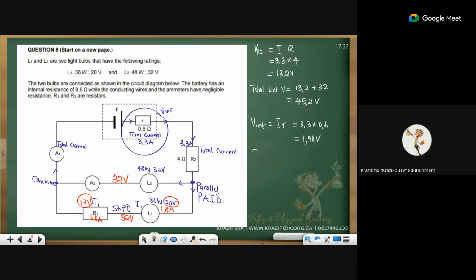So what is my EMF? V external plus V internal. 45,2 plus 1,98. What's your answer? You sure? Yeah. 47,18. It's easier than finding, because you have to find the resistors, then calculate total resistance again.